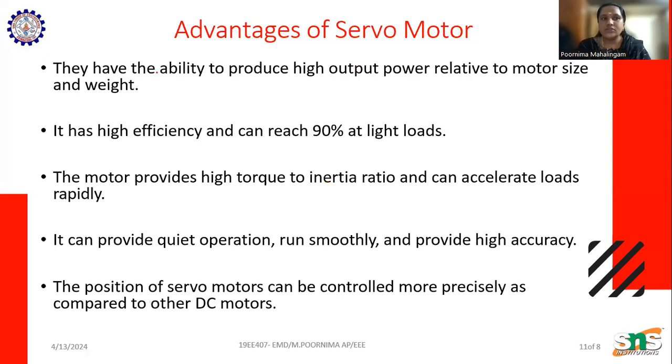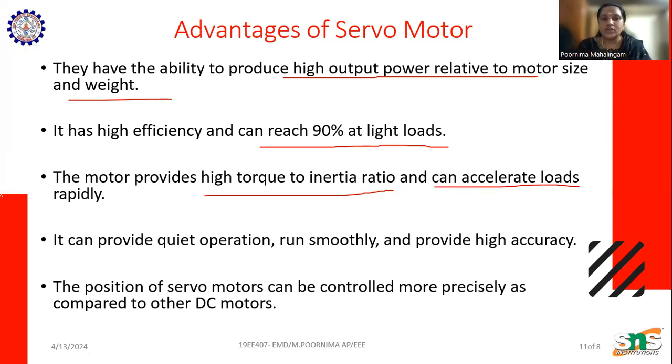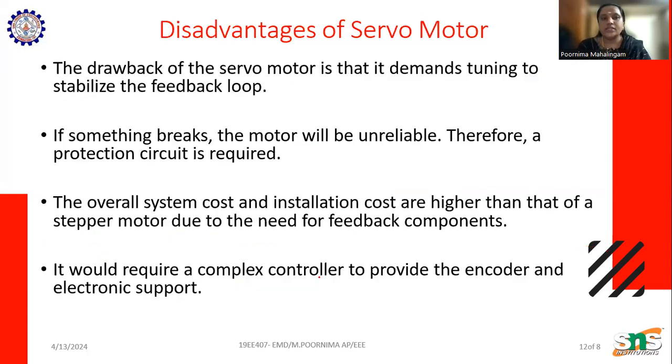The advantages of servo motors: the ability to produce high output power relative to the motor size and weight, and it can reach 90 degrees at light loads. The motor has a high torque to inertia ratio and can accelerate loads rapidly. It can provide quiet operation, run smoothly, and provide high accuracy. So the position of a servo motor can be controlled better as compared to other DC motors. Some of the disadvantages, the drawbacks.